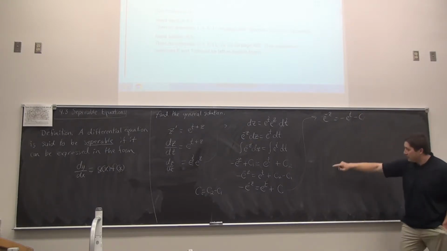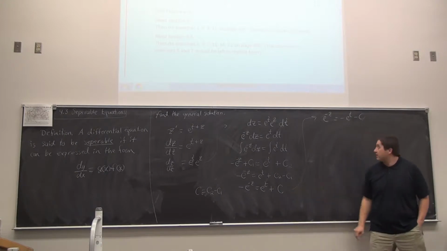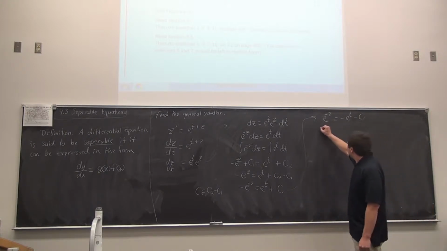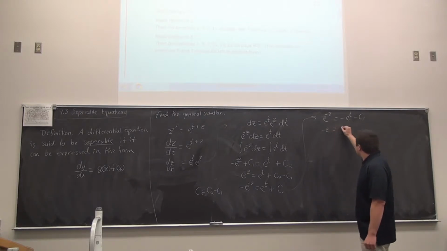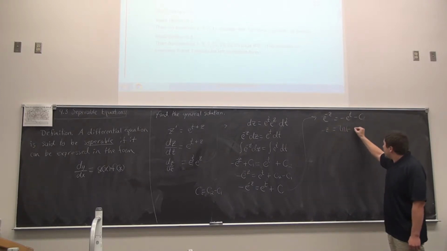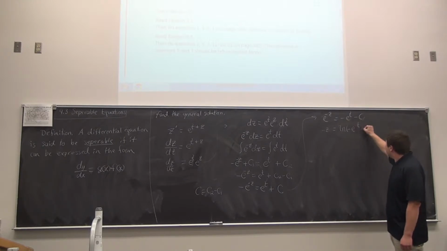Or c itself, this one right here. Now we can take the natural log of both sides. The natural log of this side is now just negative z, equal to the natural log of negative e to the power of negative t, or that was positive t, minus that constant c.